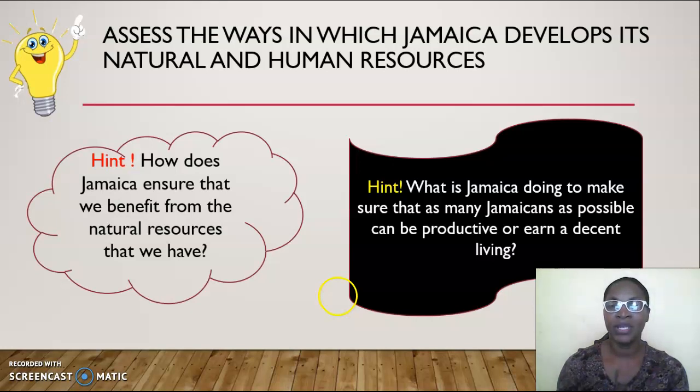Right? So we are assessing the ways in which Jamaica develops its natural and human resources. So we know what natural resources are and we know what human resources are. But how does Jamaica ensure that we benefit from the natural resources? What does it do? As a country, how do we treat them? What do we do with the natural resources? How do we ensure that Jamaica's economy is better because of the natural resources we have?